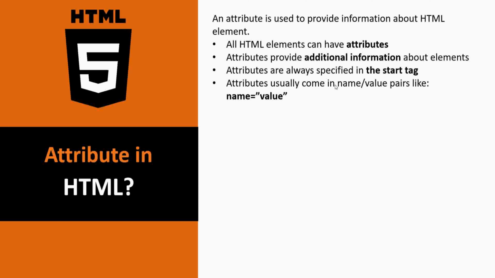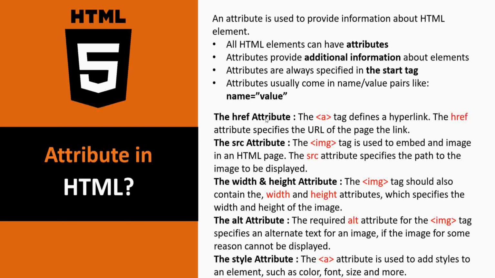Now what does this mean? So we will look into the different types of attributes in HTML. These are the different types of attributes in HTML. The href attribute: the anchor tag, a, which means anchor, defines a hyperlink. The href attribute specifies the URL of the page the link goes to.